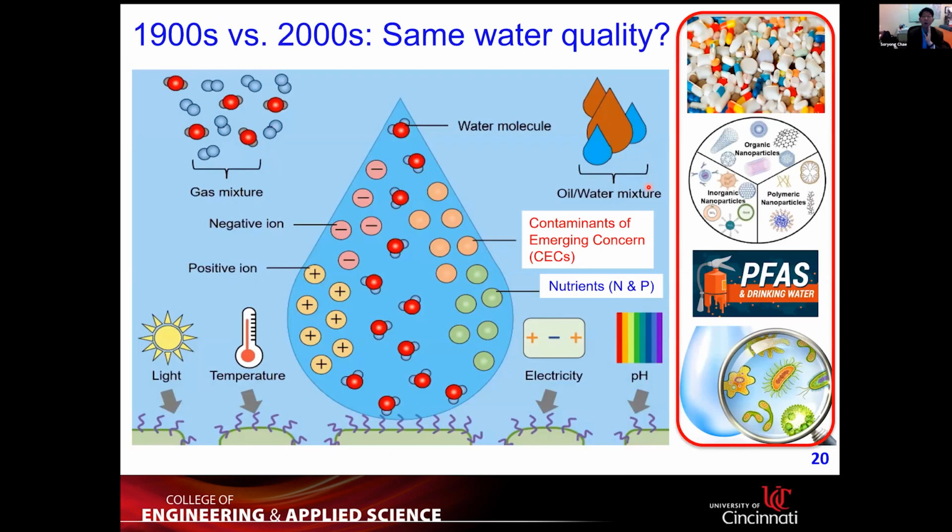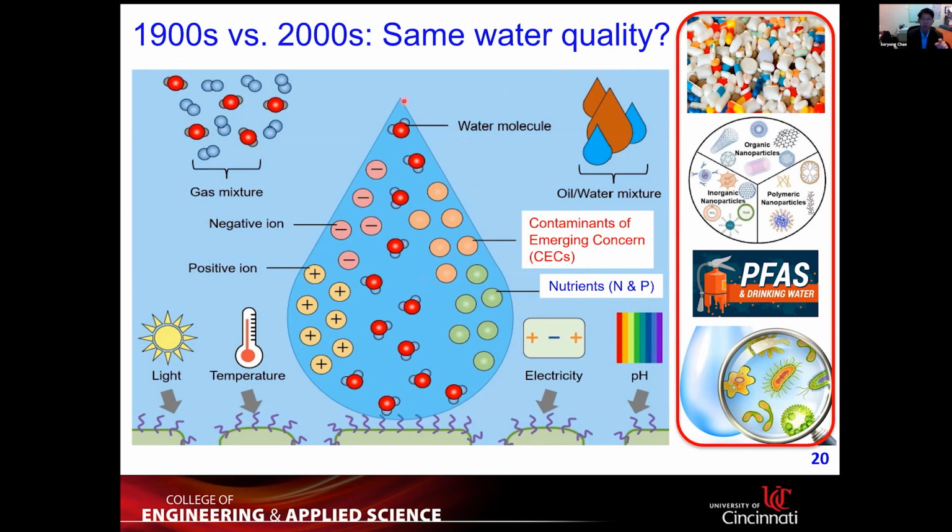So this graph shows a very magnified water droplet. And I have a question: if we compare this water back to the 20th century and the 21st century, do we think the water quality is the same or not? Maybe it's not the same as back in the 20th century.